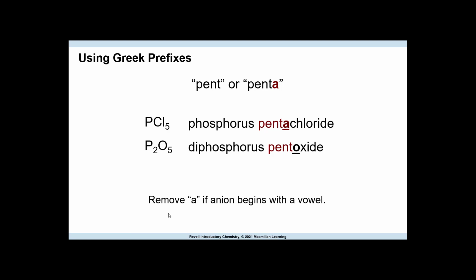Okay, now we have to cover this kind of housekeeping. So when we use these prefixes, what we notice is that sometimes two vowels will line up together, and we don't want that. So if the root name begins with a vowel, we remove the A from the prefix. Just remove it. And we keep the vowel from the other one. So for instance, phosphorus pentachloride, we didn't need to do anything here because it's not a vowel that started here. But with oxygen, there is. So we had to take the A away. So this is diphosphorus pentoxide, not pentaoxide. That would be wrong. We remove the vowel that goes with the prefix.